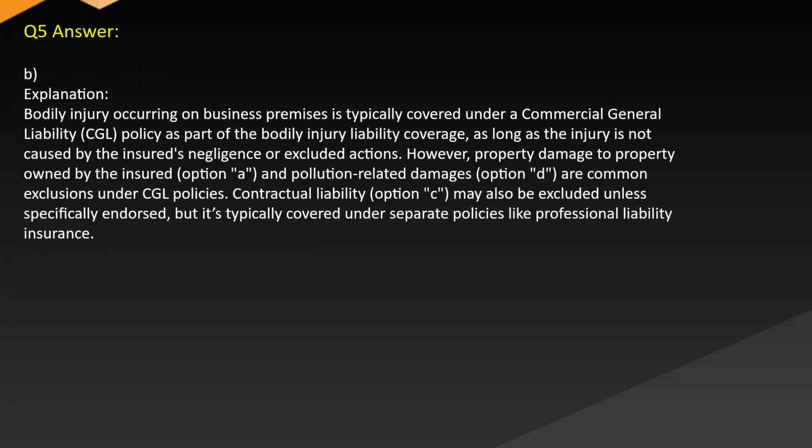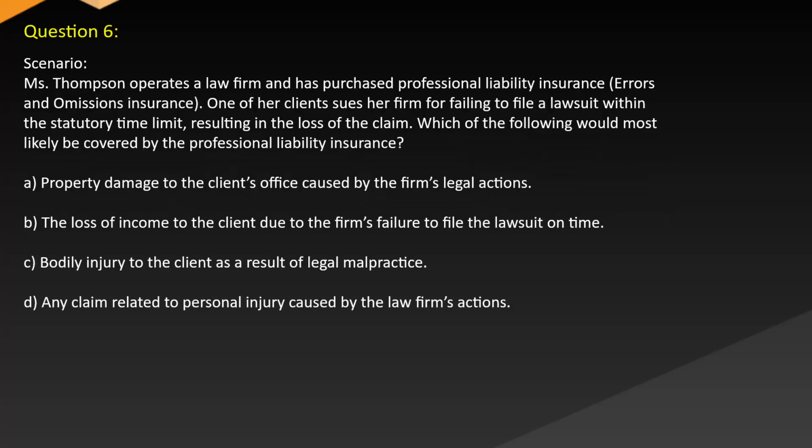Answer. B. Explanation. Bodily injury occurring on business premises is typically covered under a commercial general liability (CGL) policy as part of the bodily injury liability coverage, as long as the injury is not caused by excluded actions. However, property damage to property owned by the insured (Option A) and pollution-related damages (Option D) are common exclusions under CGL policies. Contractual liability (Option C) may also be excluded unless specifically endorsed, but it's typically covered under separate policies like professional liability insurance. Question 6.